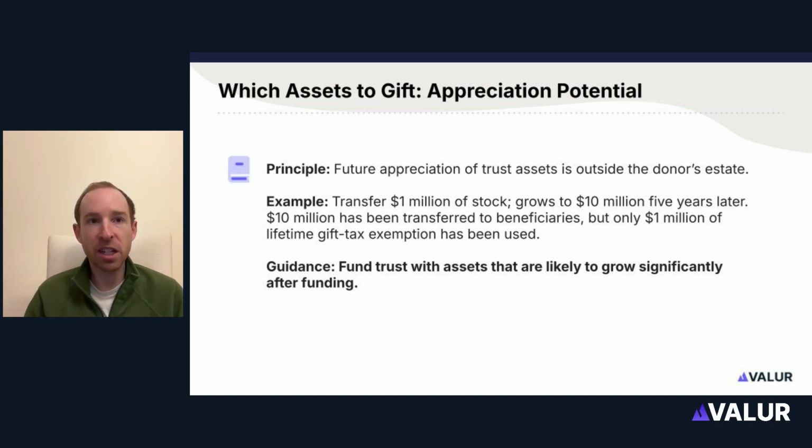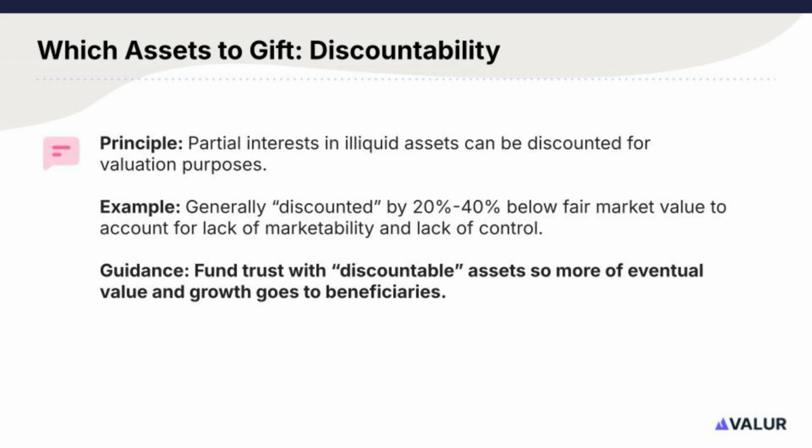Versus if you transferred a $200,000 asset that wasn't going to appreciate very much, and in 5 years it was worth $240,000, the trust would only have $240,000 in it instead of $5 million, but you would have used the same amount of gift tax exemption to get it there. So you'd rather transfer the really rapidly appreciating asset than the not very rapidly appreciating asset.